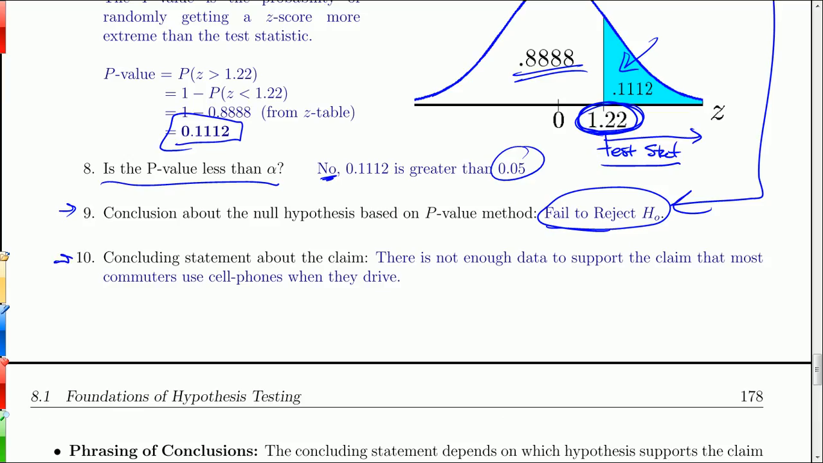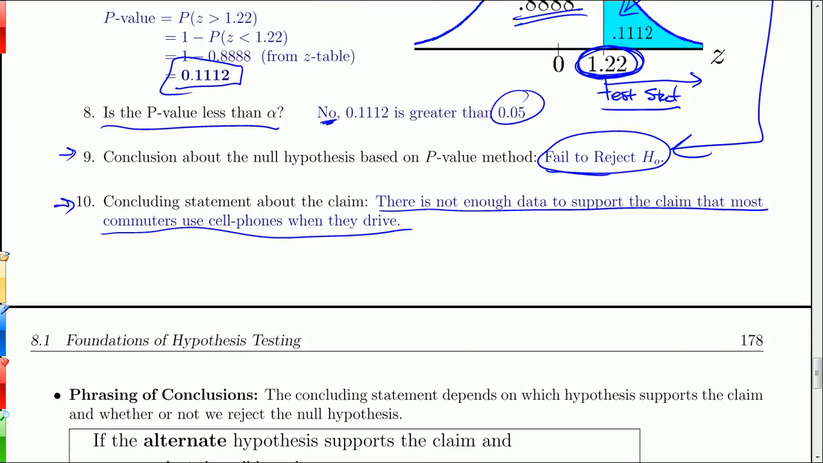So by the way, the concluding statement that comes out of this is, the 55% from my sample was indeed more than half, but it wasn't far enough over 1/2 to support the claim about the entire population. So what we say is there is not enough data to support the claim that most commuters use cell phones when they drive. We're not saying that most of them don't. All we're saying is that in the sample most of them did, but it wasn't large enough for us to make that claim about the entire population.